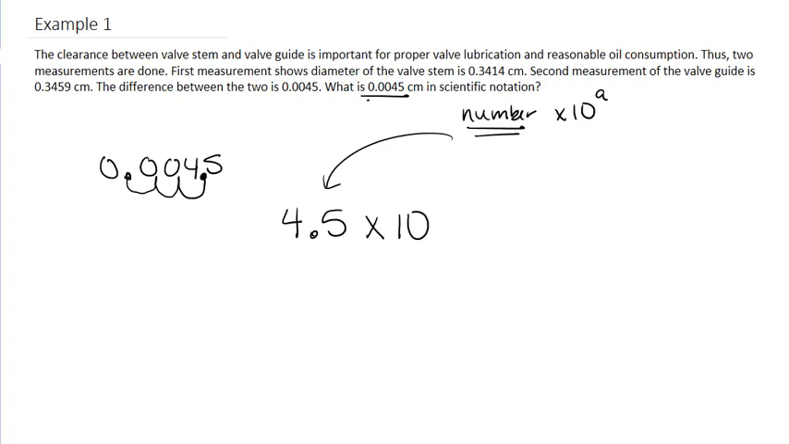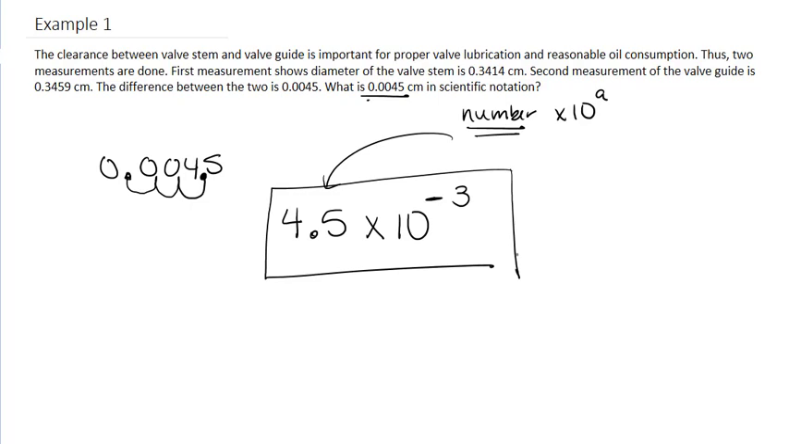Now we notice that we moved to the right. And so when we move to the right, when converting to scientific notation, that means our exponent will be negative. And we moved it over 3 times, so it's negative 3. So this would be our number in scientific notation. So let's do another example.